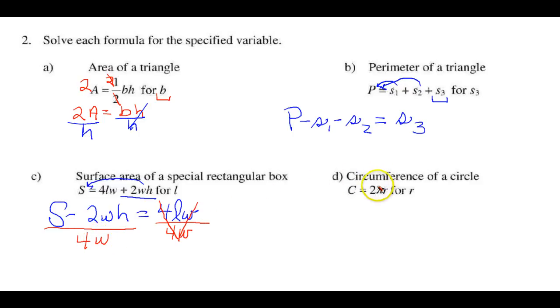And they give us a nice easy one for our last example. We want to solve for R. So we just divide out what we don't want. We don't want the 2 and we don't want the pi. So the 2 cancels out, the pi cancels out, and we have r equals c over 2 pi.